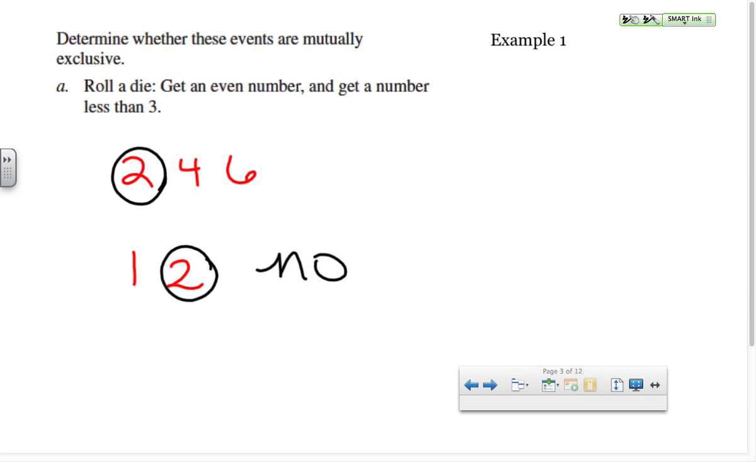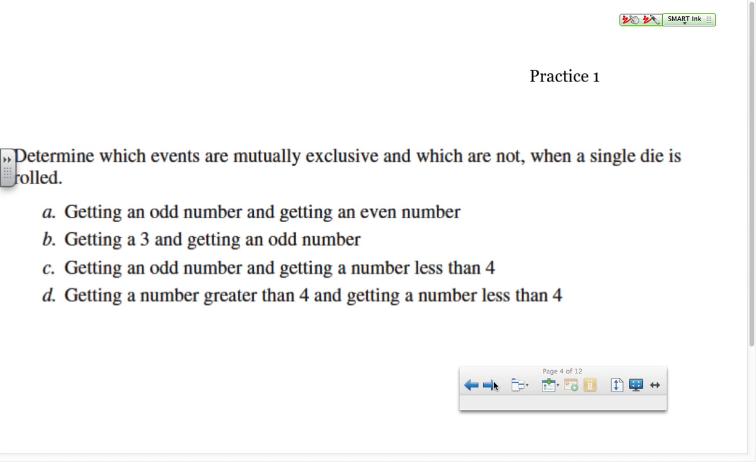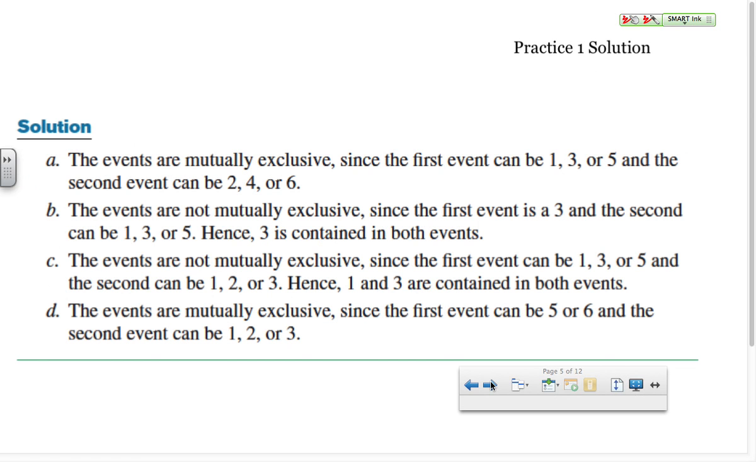All right, so the first part of your homework and the first practice problem is just deciding. Yes, I put 4 of them on there because I want you to know, are they mutually exclusive or not? So, go ahead, pause the video, do the problem, it shouldn't take you very long, and check your answers. Here's your answers, and they explain why.